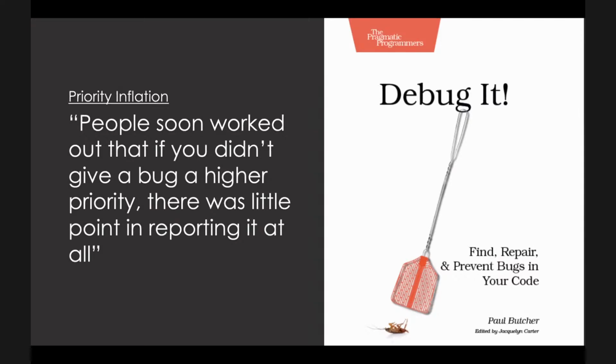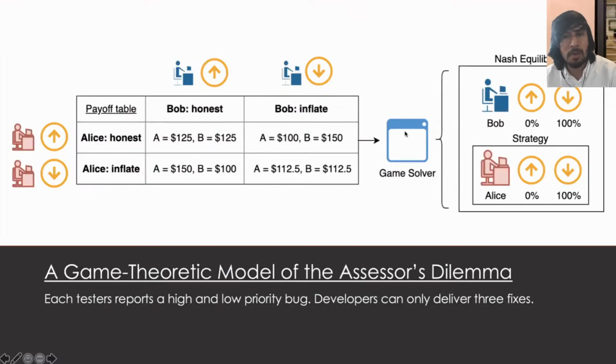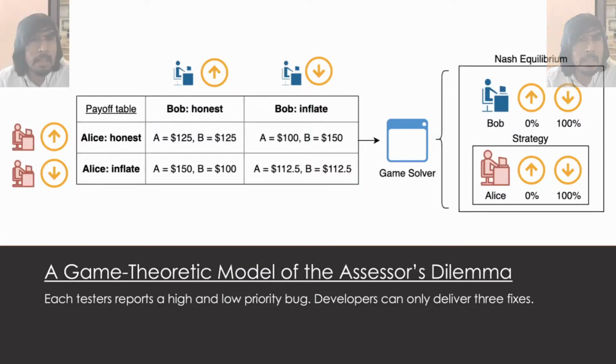In our paper, we posit that this is due to an incentive problem, and that this incentive problem can be solved with game theory. Game theory studies scenarios where rational and utility maximizing agents, called players, interact in scenarios called games. So let me show you how we can approach priority inflation with game theory with a small example. What you're seeing on the screen is a payoff table that's modeling a game between two testers, Alice and Bob. In this simplified game, they only have two actions: to honestly report priorities or to inflate.